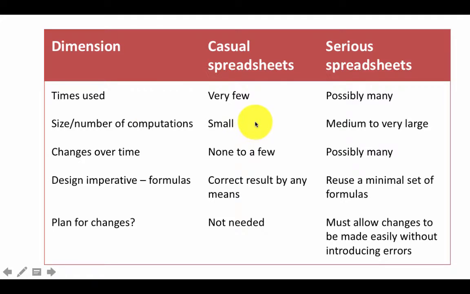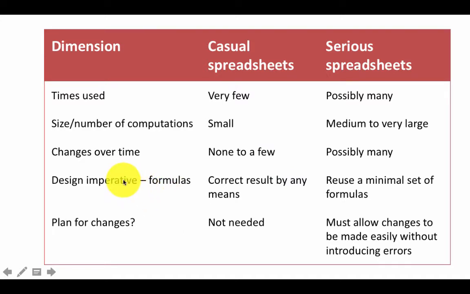And of course, size. Casual spreadsheets are very small, maybe 10, 15, 20 rows. Whereas serious spreadsheets could be really, really large: thousands of rows, hundreds of thousands of rows, and many columns, 20, 30, 50, 100 columns. Then changes over time. Casual spreadsheets are used very few times, so this issue of changes over time is not even important. Whereas serious spreadsheets may end up changing many times over time. And as I've already said, these may be large and also complex spreadsheets, with many, many formulas, and therefore the impact of changes on these would be very large. It'll be difficult to simply scrap the old spreadsheet and recreate it completely.